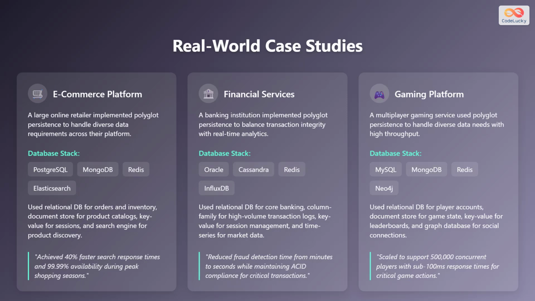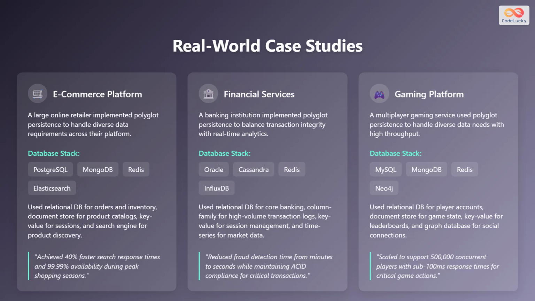The second case study is financial services. A banking institution implemented Polyglot Persistence to balance transaction integrity with real-time analytics. Their database stack included Oracle, Cassandra, Redis, and InfluxDB. They used a relational database for core banking, column family for high-volume transaction logs, key value for session management, and time series for market data. They reduced fraud detection time from minutes to seconds, while maintaining ACID compliance for critical transactions.